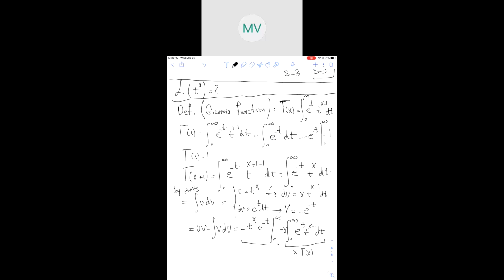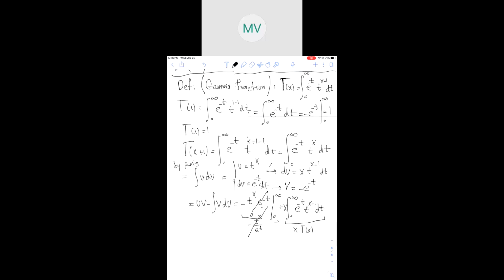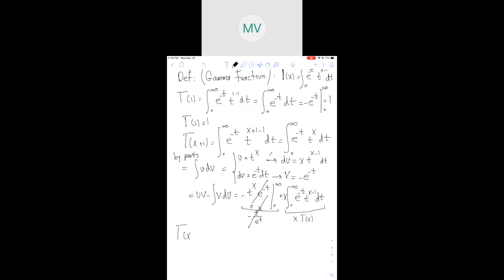And this guy is 0, interestingly. Think about it. This is negative t to the x over e to the t, right? Of course, if you plug 0 for t, 0 to the x, that's 0. And if you plug infinity, the denominator beats the numerator, so eventually 0. So you have 0 minus 0, which means the whole thing is 0. So summarizing this whole piece, we got gamma of x plus 1 is x gamma of x.